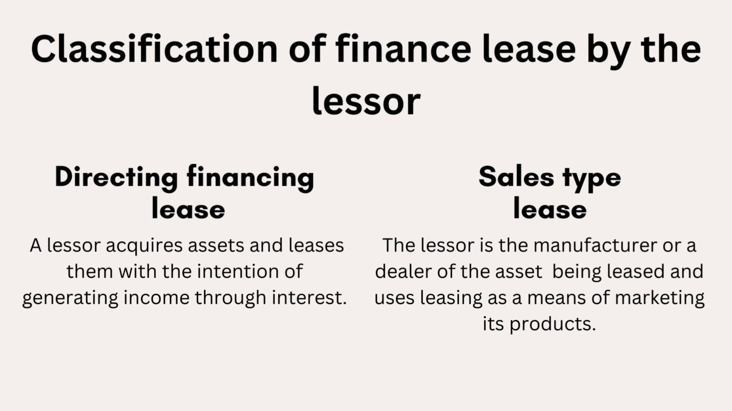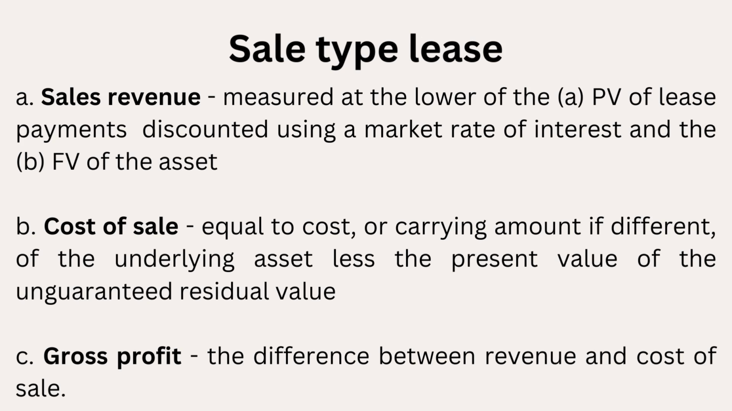Classification of finance lease by the lessor. Direct financing lease. A lessor acquires assets and leases them with the intention of generating income through interest. Sales type lease. The lessor is the manufacturer or a dealer of the asset being leased and uses leasing as a means of marketing its products. May option siya kung bibilhin yung asset or ilelease niya lang. Sales type lease.